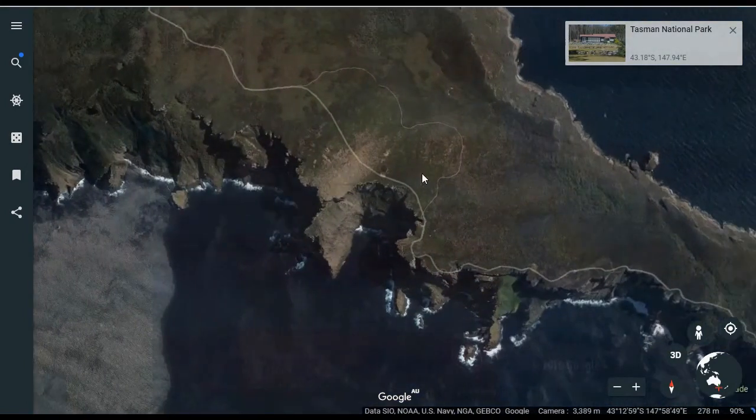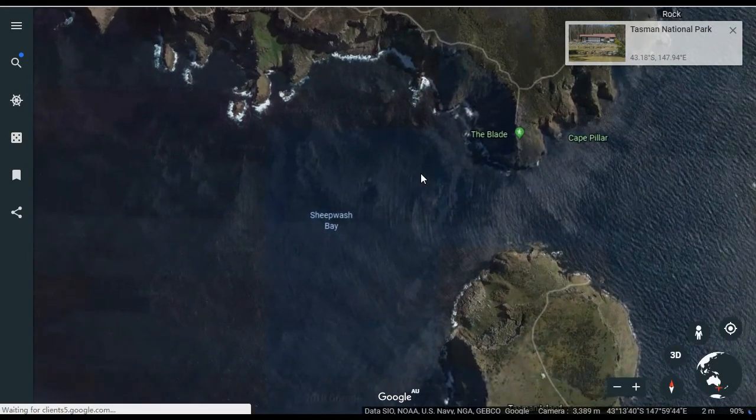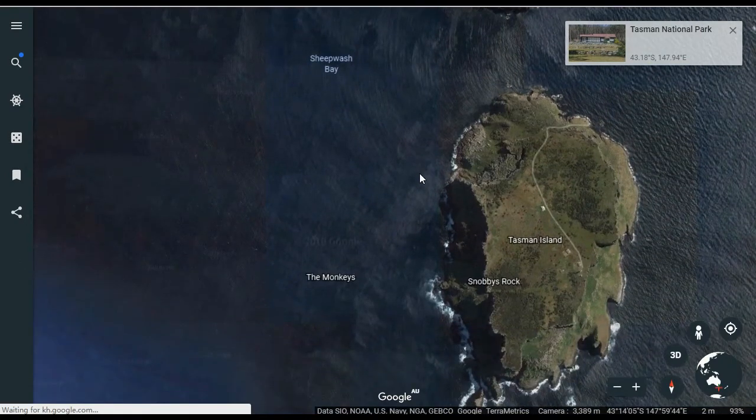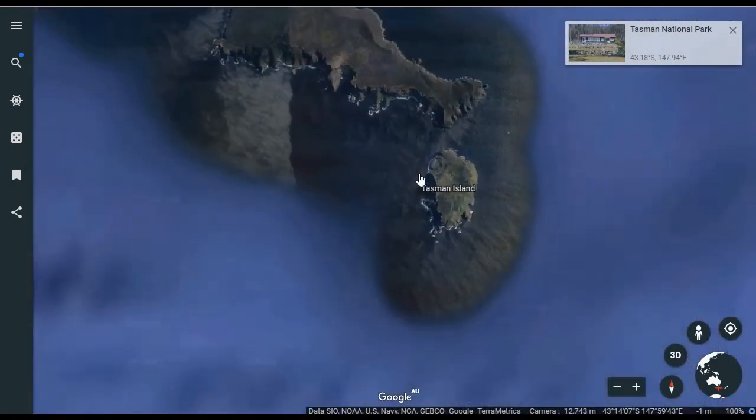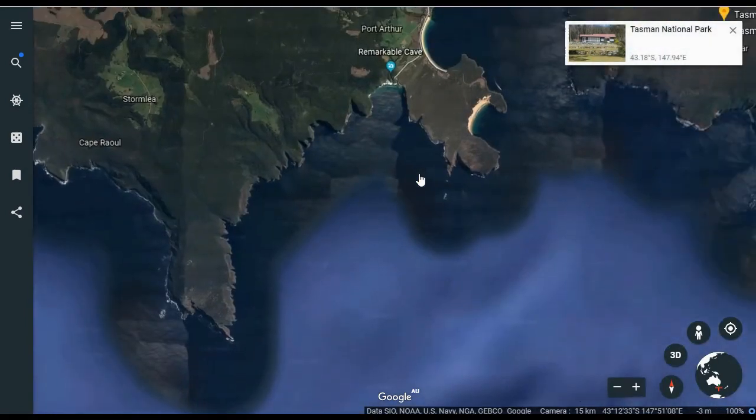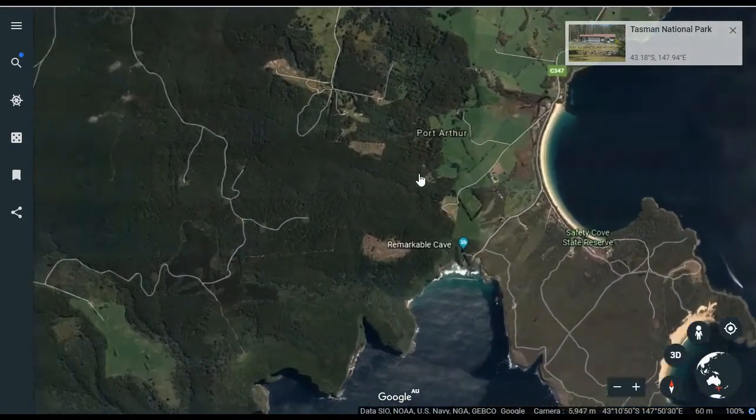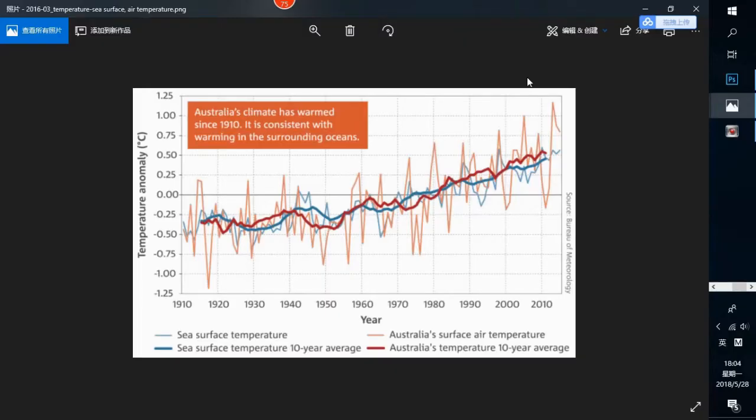The third is near the Remarkable Cave. The connectivity of the landscape is stopped by the sea, and different landforms are found in this area. There may be a certain fragmentation of habitats.